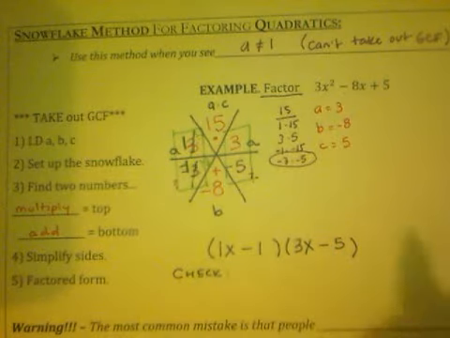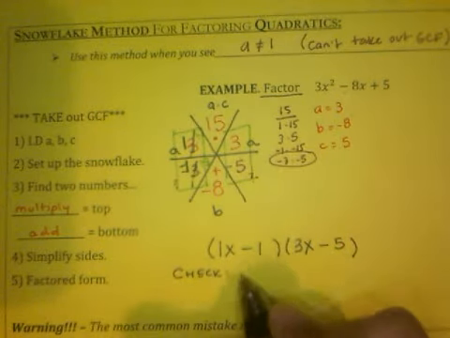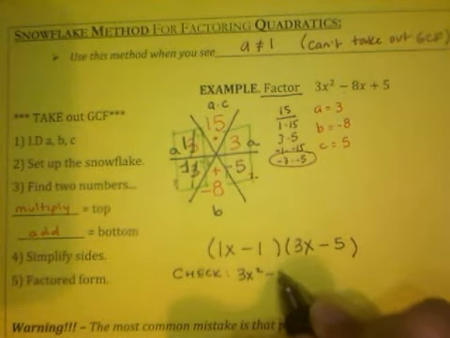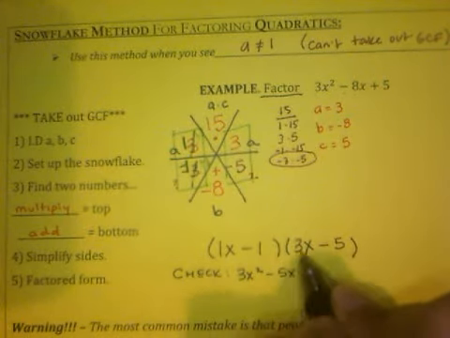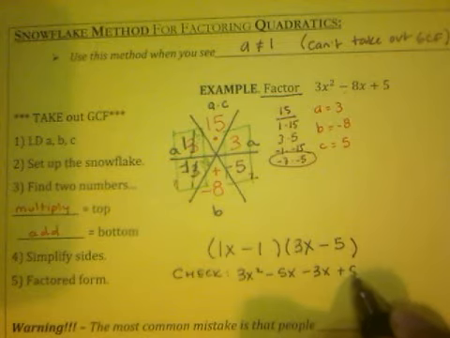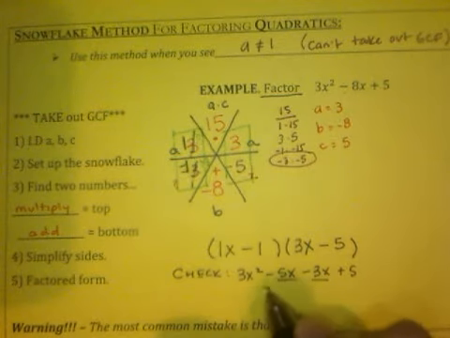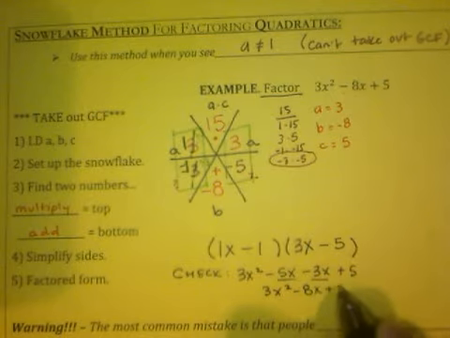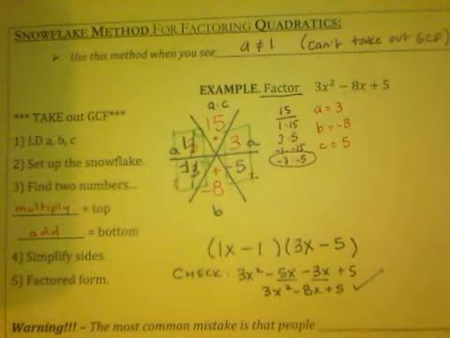Here's what it looks like. 1x times 3x is 3x squared. 1x times -5 is minus 5x. -1 times 3x is minus 3x. And -1 times 5 is positive 5. When I combine my like terms, that gives me the same quadratic that I started with. And that's how I know that this is right.